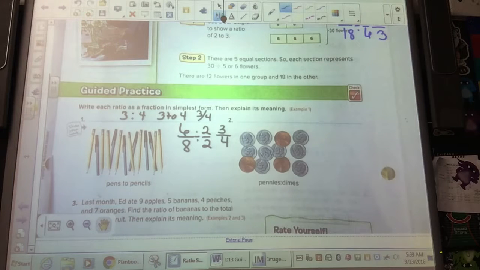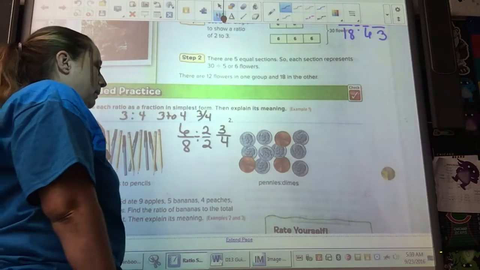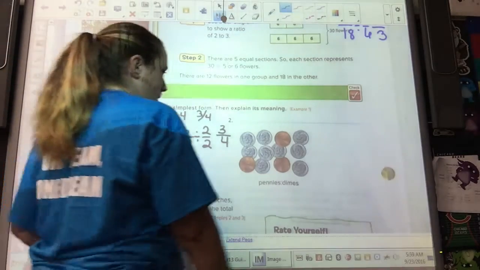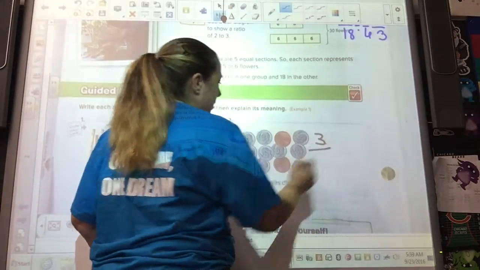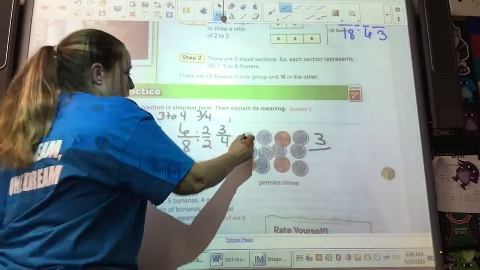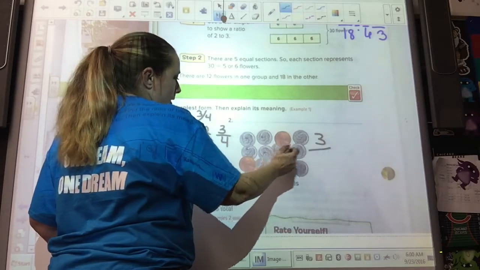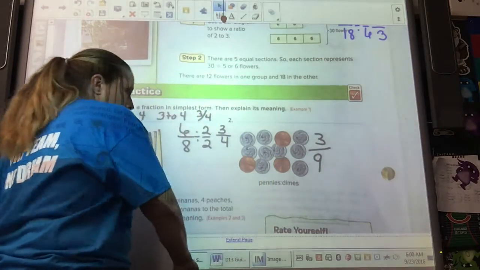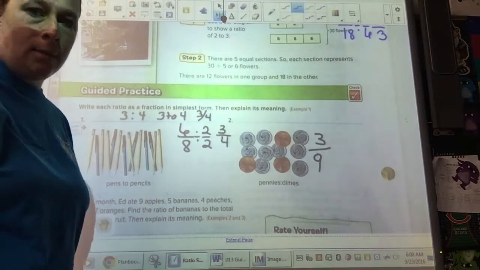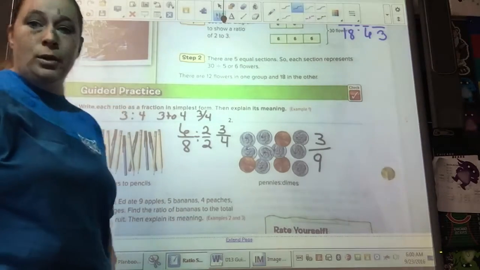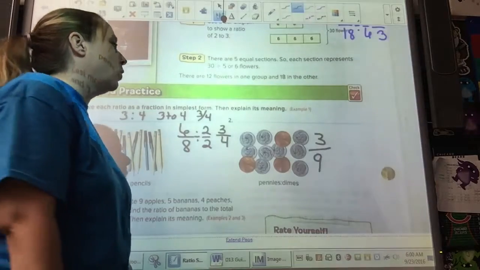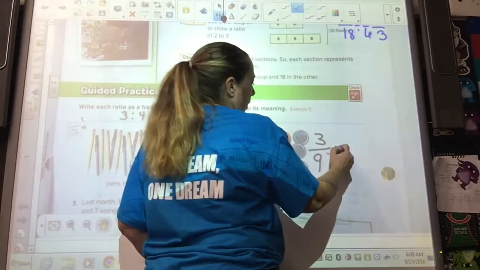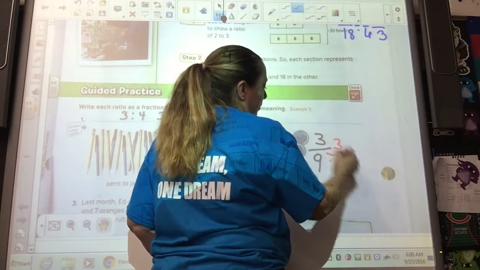All right, pennies to dimes. Pennies has to be listed first because it's said first. We have how many pennies? 3 pennies. How many dimes? 1, 2, 3, 4, 5, 6, 7, 8, 9. 9 dimes. All right, smart people, can we reduce that number? 3 over 9. Can 3 go into 9? Of course it can. So let's divide by 3 and get that down to simplest form.